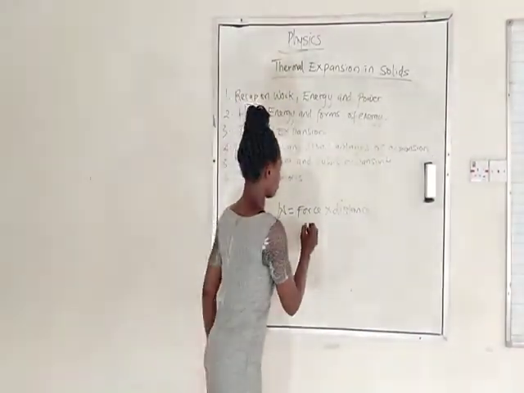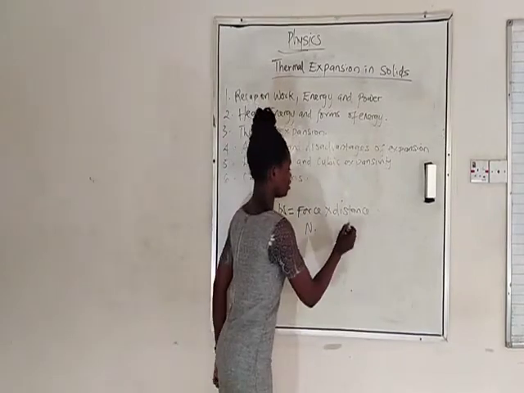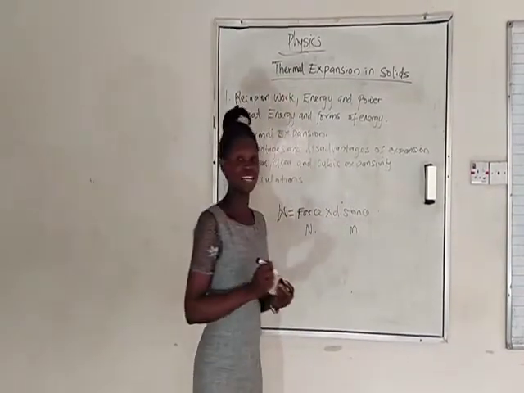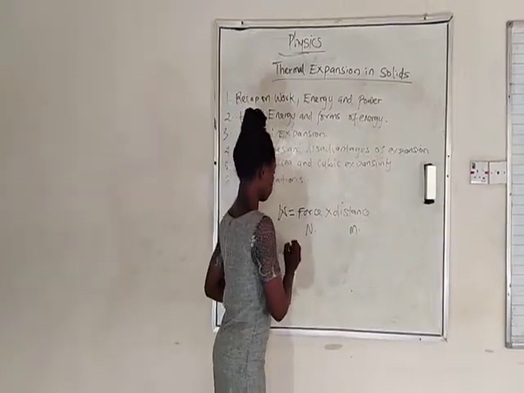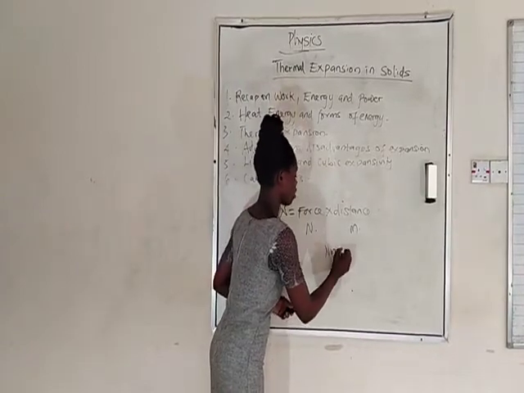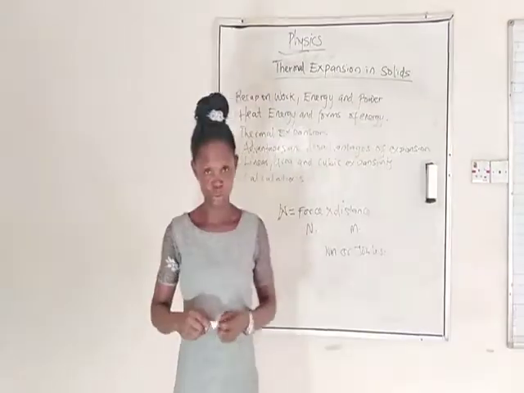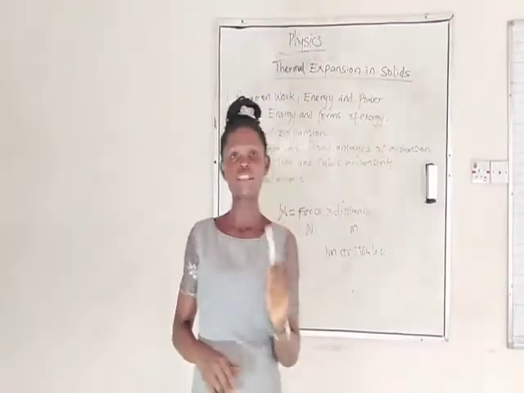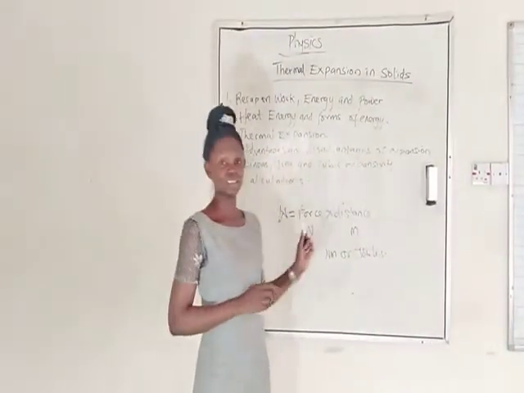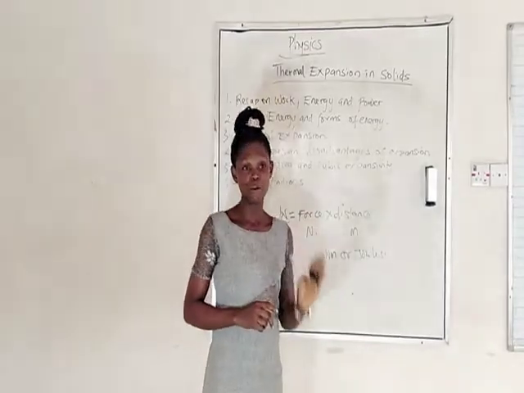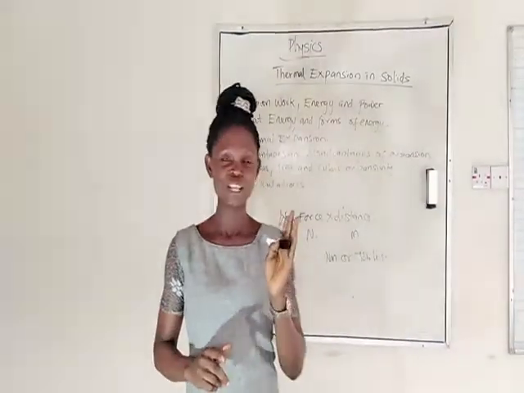And the unit of force is what? Newton. While the unit of distance is what? Meter. That makes our unit for work to be what? Newton meter, or what we call the joules. What is 1 joule? 1 joule is the work done in moving a body one meter when a force of 1 Newton is applied to that body.